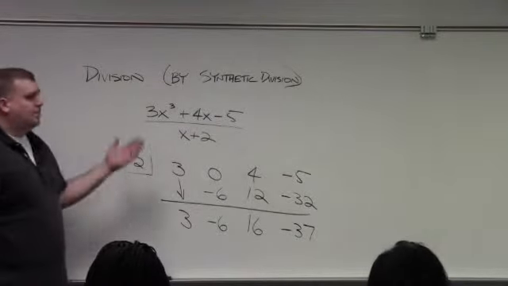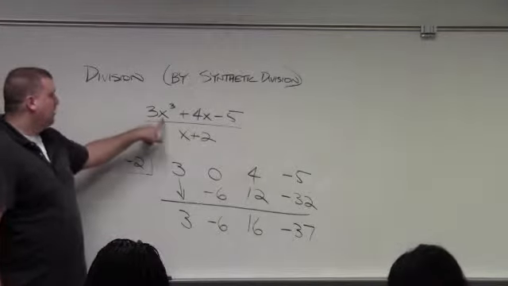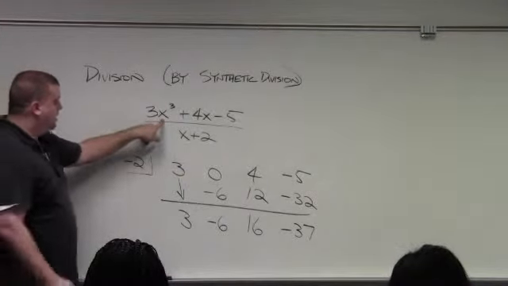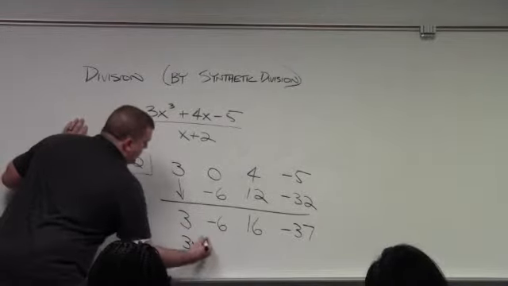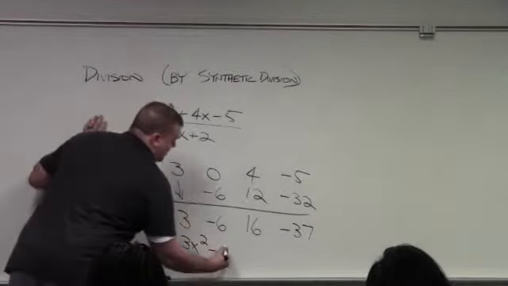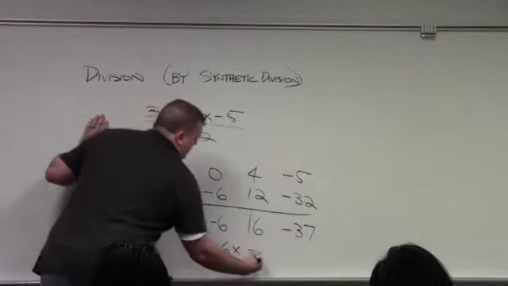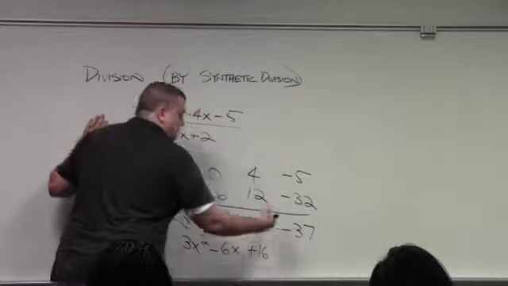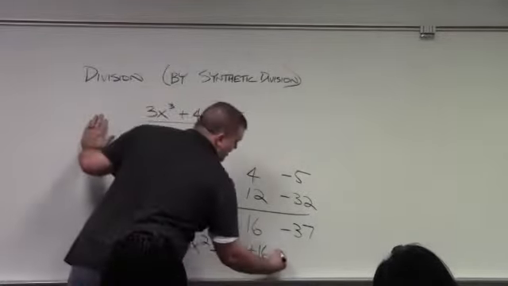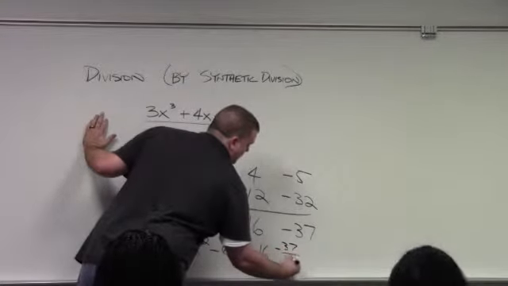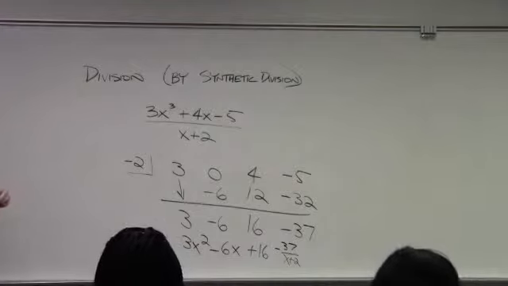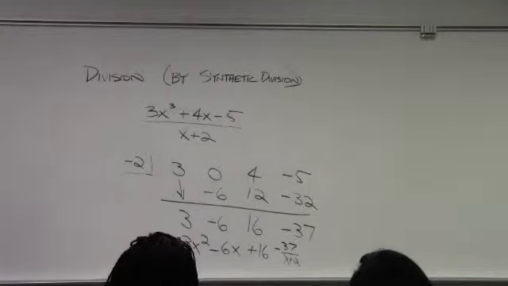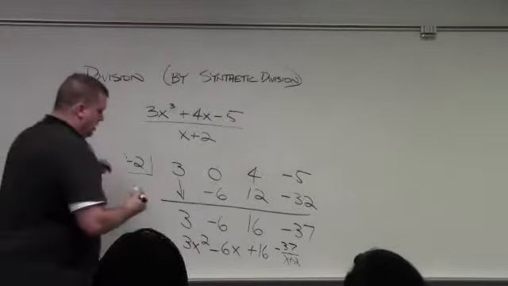Synthetic always lowers it down by 1 power. So what power did I start x with? X cubed. So this is now going to be x squared, 3x squared, and then just write it in descending order: minus 6x plus 16. That last number is your remainder, negative 37 over x plus 2. Exactly. You do the same thing we did in long division. Put the remainder over what you were dividing by. And that would be my answer.